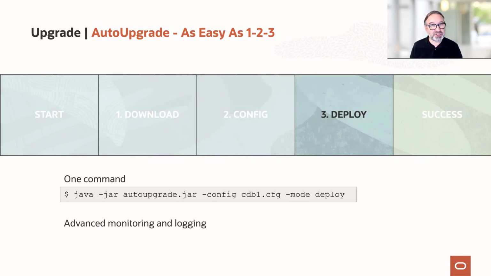So java -jar autoupgrade.jar, you pass on your config file, and then you say mode deploy. And this runs the upgrade from analyze to prefixups to upgrade to post-upgrade steps. Of course, you can monitor. It's not a black box. We are command line guys. We are developers. We want the tool to tell everything it's doing in case we need that. But if you don't need that, the tool runs flawless start to end.